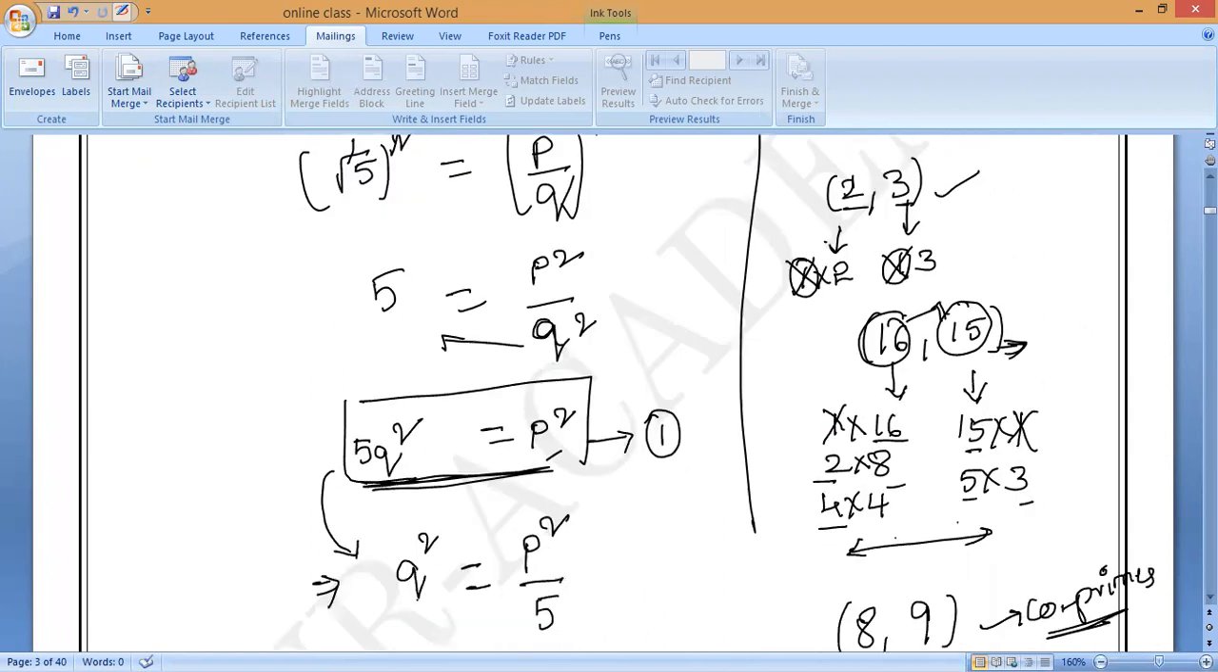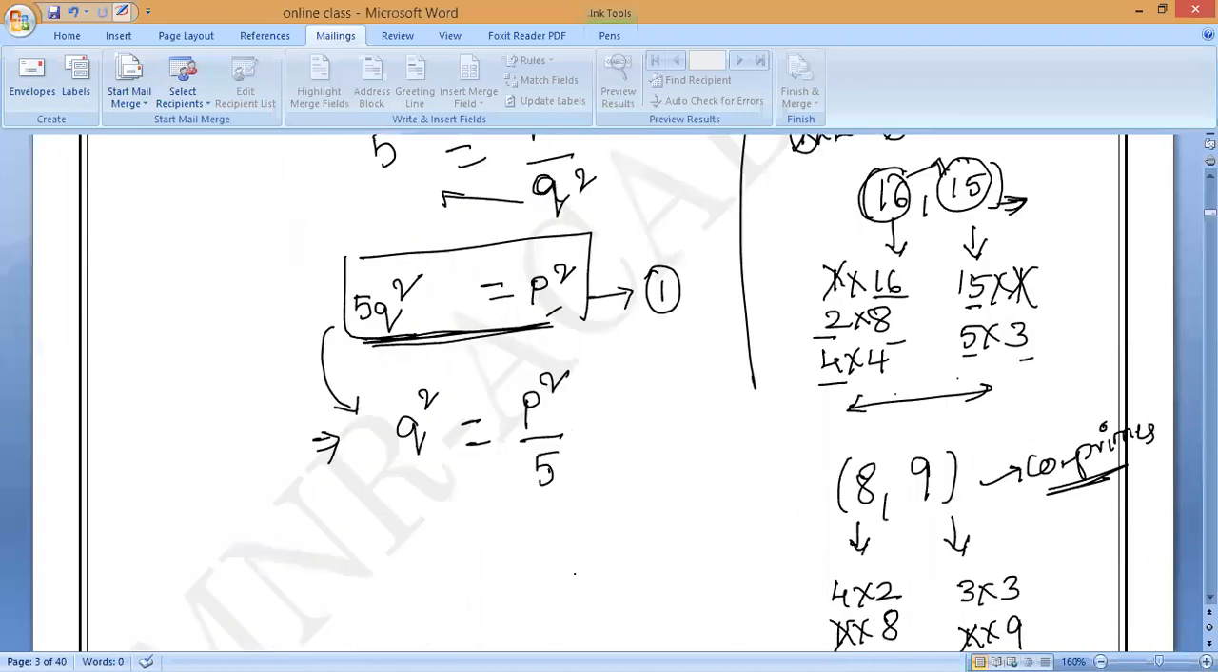Next, what is our q square? Q square equal to p square divided by 5, as the 5 comes to this side. So q square equal to p square by 5. Okay, see this.